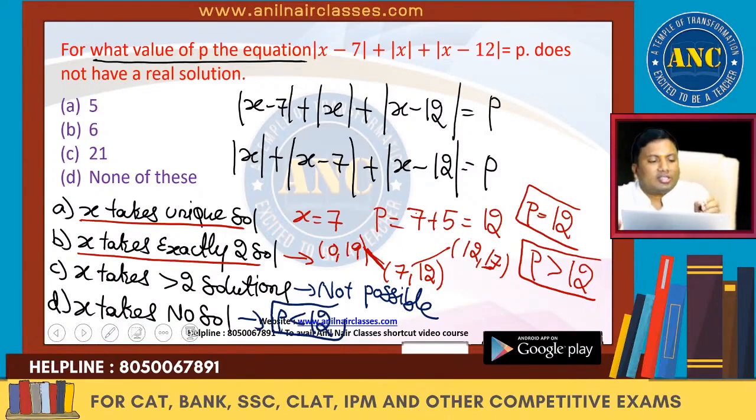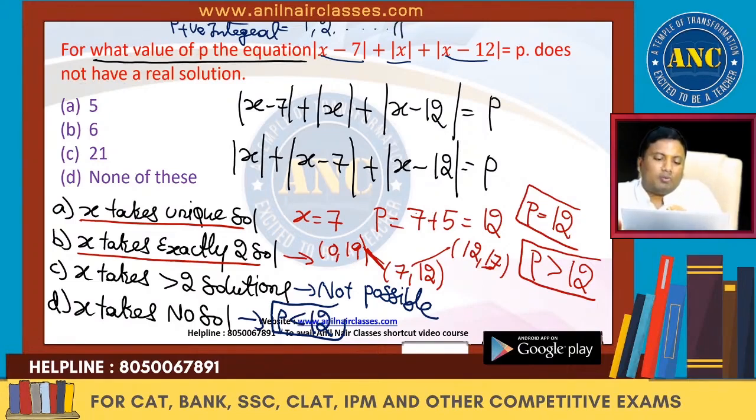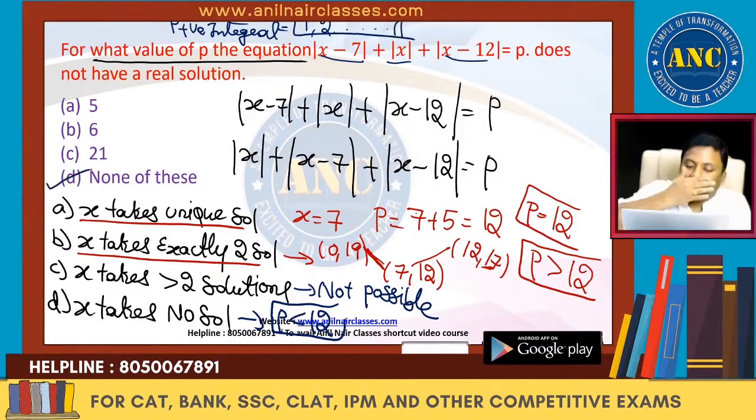If the question is how many positive integral values it will take, positive integral means what will be the value? Because it is positive, modulus always gives a positive number. So P less than 12 means it can take 1, 2, 3 till 11. How many values will not give an integral solution? Answer is none of these. I hope the idea is clear.